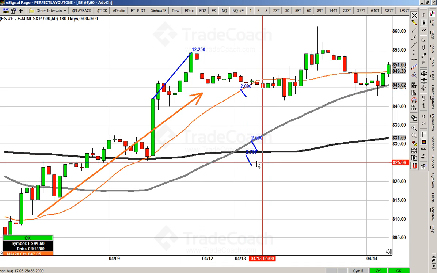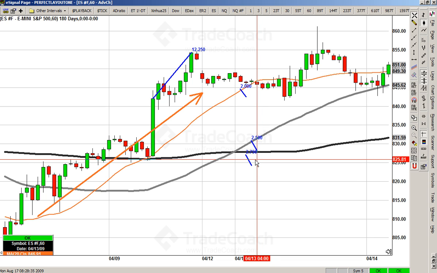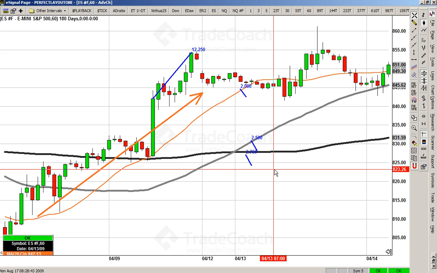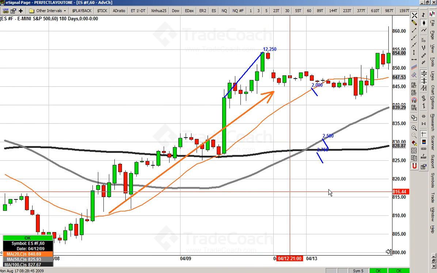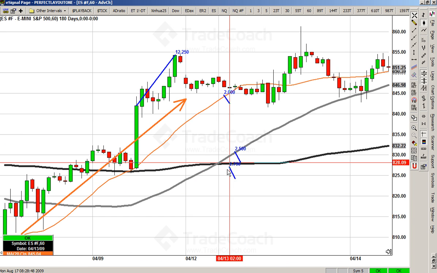In fact, you can say the 100 is lagging by 100 hours. You say, why would you want to use 3 moving averages if you're an intraday trader, and certainly one of which is 100 hours lagging? Well, if you want to use them like that, yes, they're lagging.